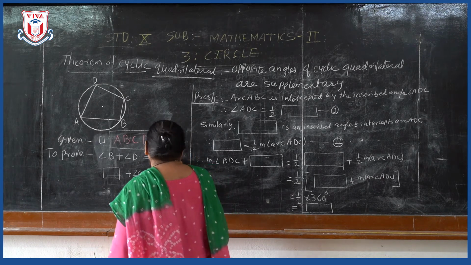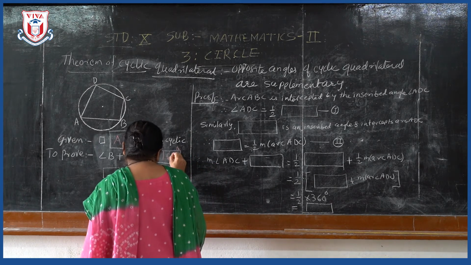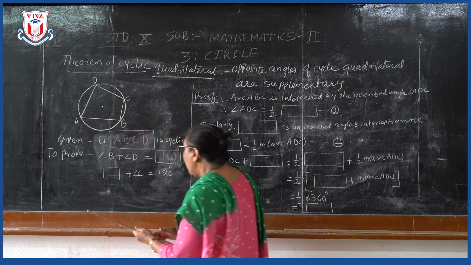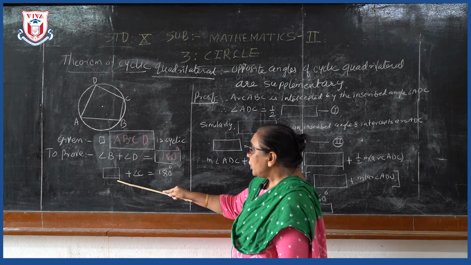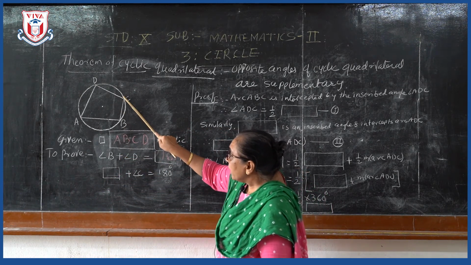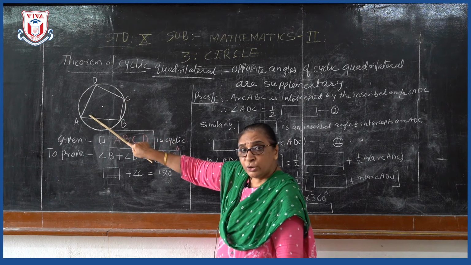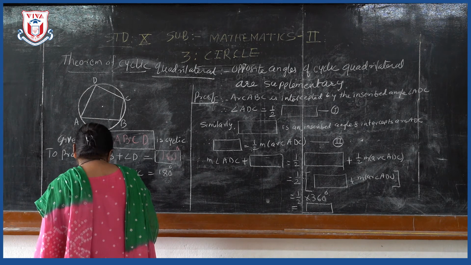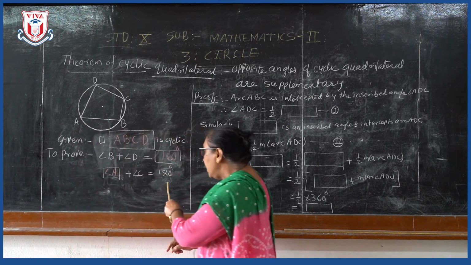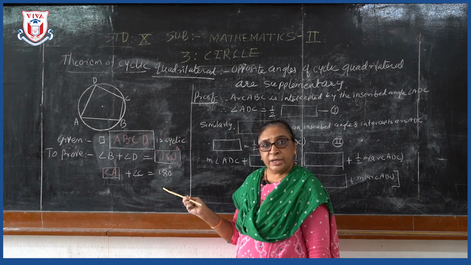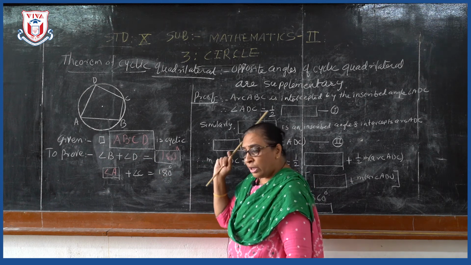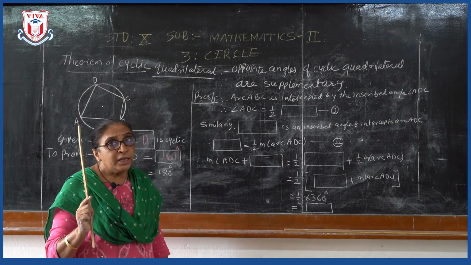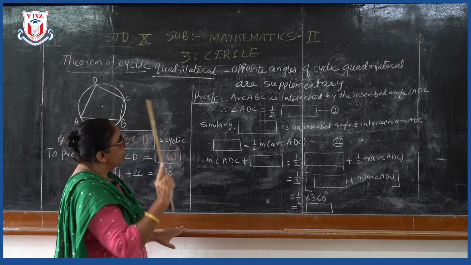Similarly, another pair, dash plus angle C, which is the opposite angle to C? Angle A. Angle A plus angle C is equal to 180 degrees. So, in this way you have to fill the blanks. Now, let us see the proof.